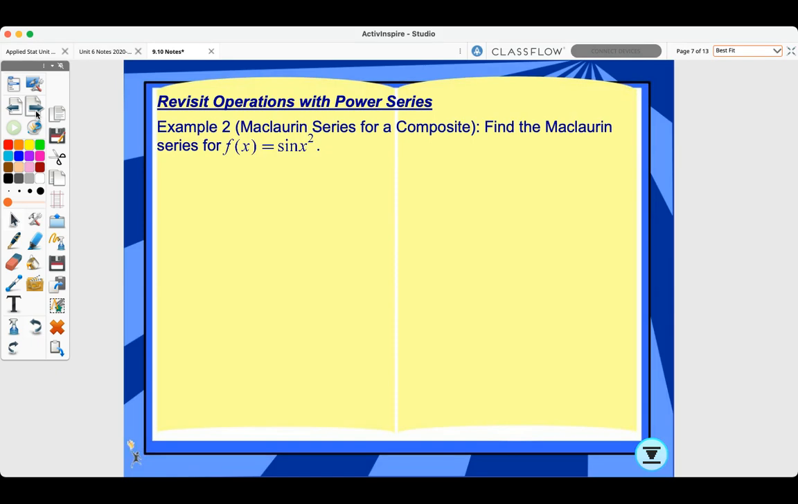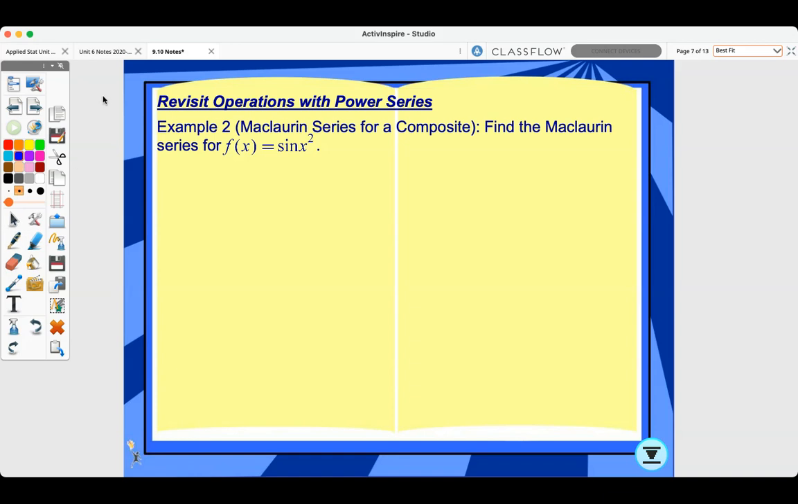So let's revisit operations with power series. When we do this, if we're coming up with a rule or any patterns, we're not going to simplify factorials, okay? So find the Maclaurin series for f of x equals sine of x squared. With this, we can take derivatives, but it's messy, with a lot of terms. Usually the College Board likes us to do comparisons. So we know the series for sine x.